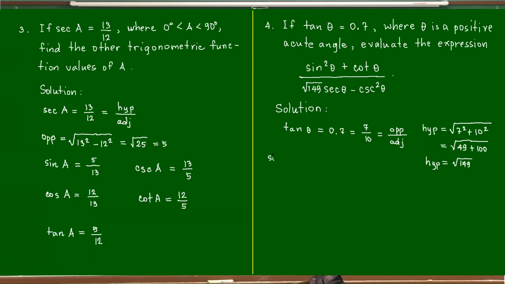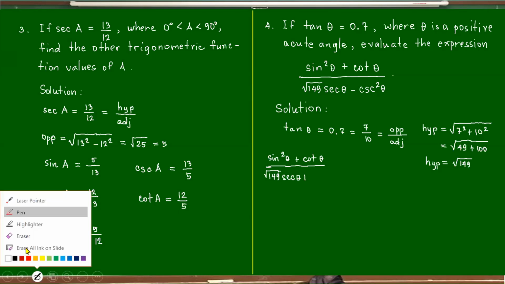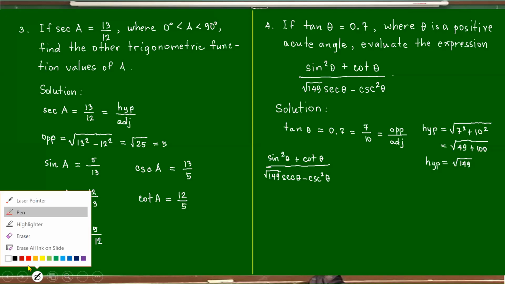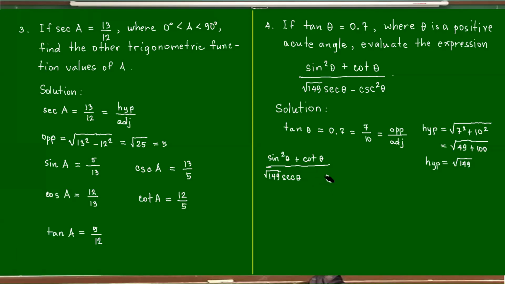So we're given sine squared of theta plus cotangent of theta, and then all over the square root of 149 times secant of theta, minus cosecant squared of theta.